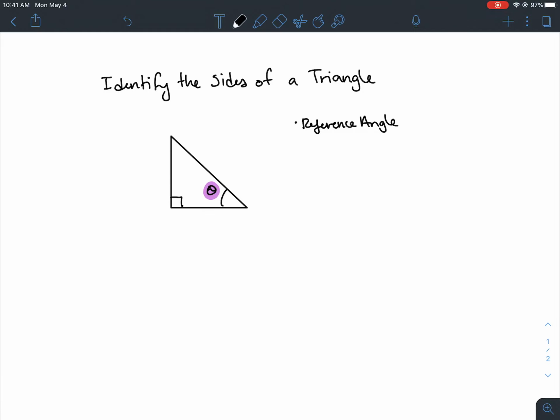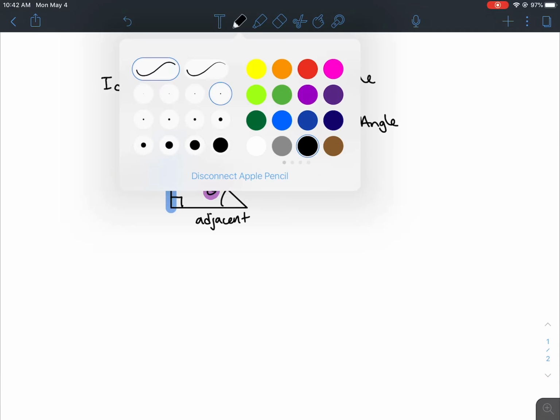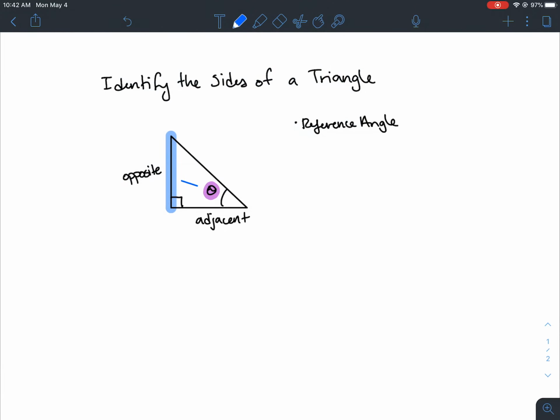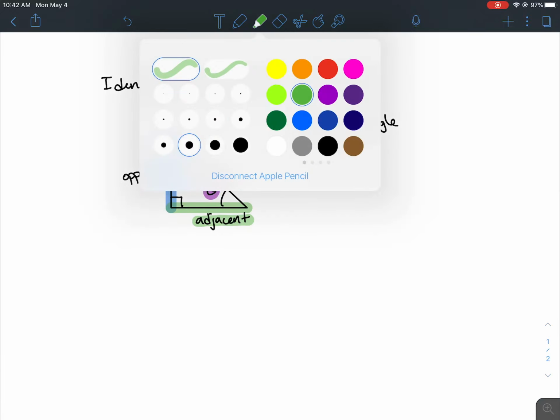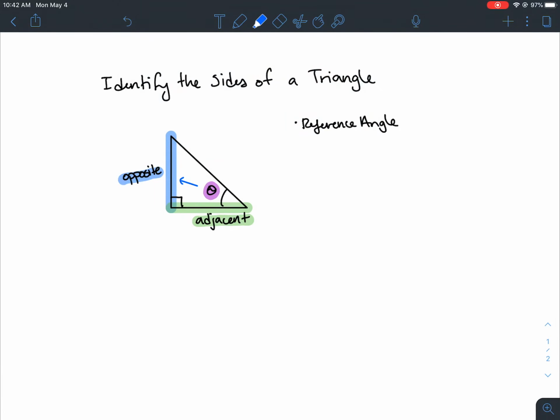We're going to have what we call our opposite side and our adjacent. Now the opposite side, right here, is opposite of the reference angle. And our adjacent side helps make that reference angle. So we have our opposite and our adjacent.